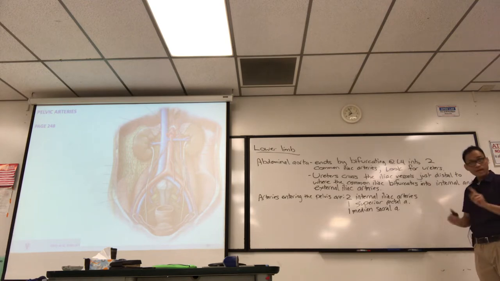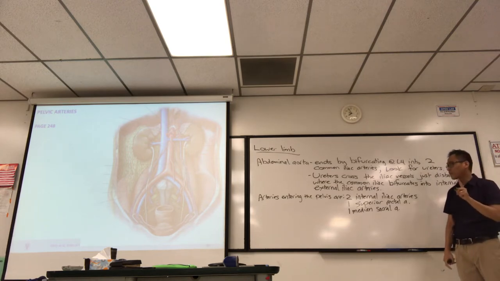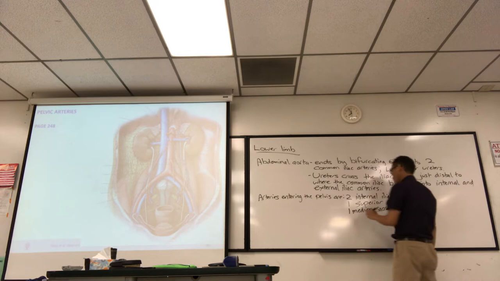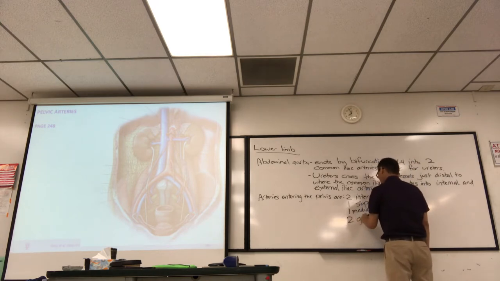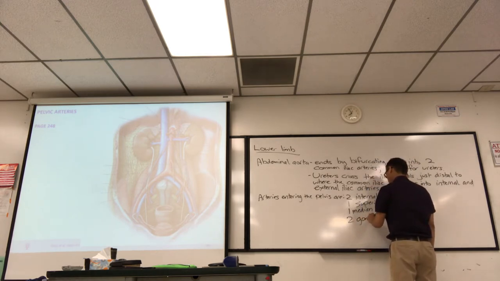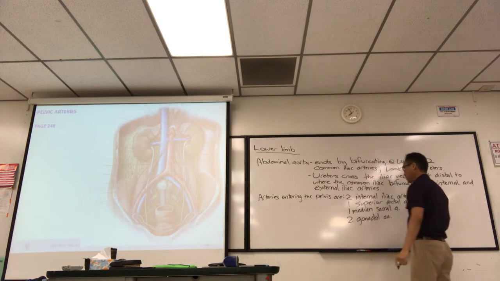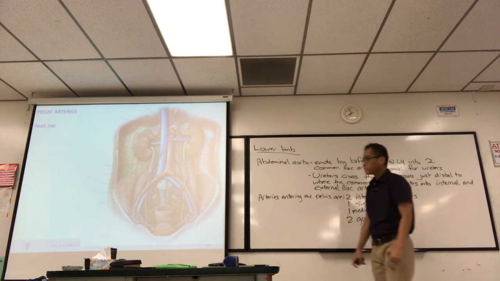Yeah. Now, that's it in terms of males. For females, the gonadal artery will also enter the pelvis because the ovaries are in the pelvis. So for females, we have two gonadal arteries. So that would be 6 for the female, 4 for the male.